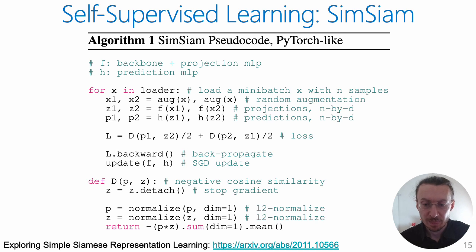Let us look into the negative cosine score. So we take the prediction p and the representation z as the inputs to the part of the loss which is the negative cosine. We stop the gradient by detaching z, the representation, and we normalize prediction p and representation z. Then we compute the linear product between p and z.